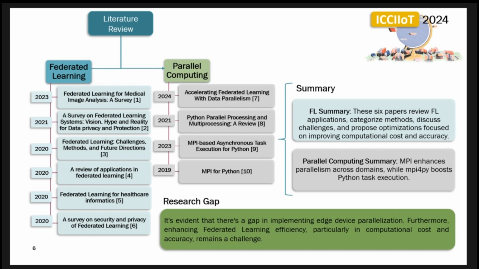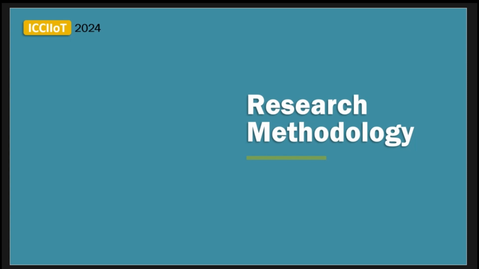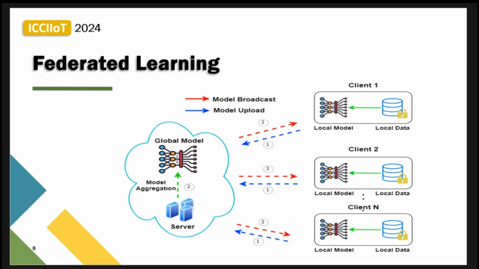And it discusses how MPI enhances parallel computing across domains, while utilizing the Python library MPI to boost Python task execution. In order to find the research gap, it is evident that there is a gap in implementing edge device parallel computing. Furthermore, enhancing federated learning efficiency, particularly in computational cost and accuracy, remains a challenge. So let's discuss the research methodology which we utilized in our experimentation.